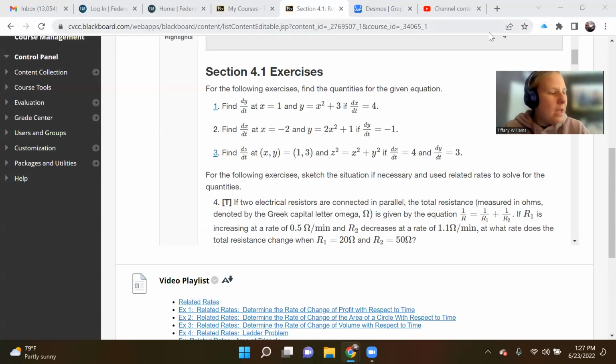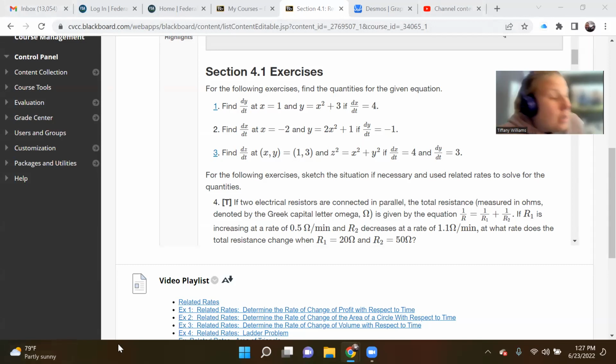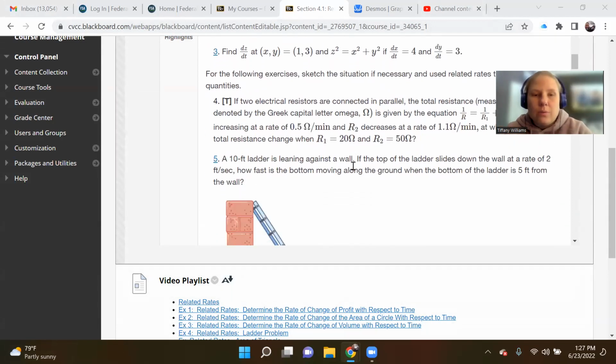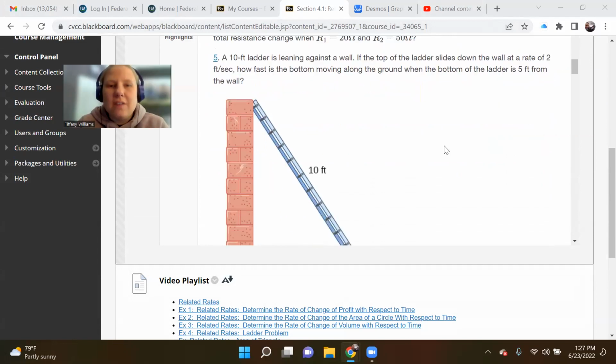All right, guys. So we have done a couple of examples on how to use this idea of dx/dt or dy/dt, or even dz/dt. Now I actually want to do a word problem. So we're going to look at number 5. On number 5, a 10-foot ladder is leaning against a wall. If the top of the ladder slides down the wall at a rate of 2 feet per second, how fast is the bottom moving along the ground when the bottom of the ladder is 5 feet from the wall?